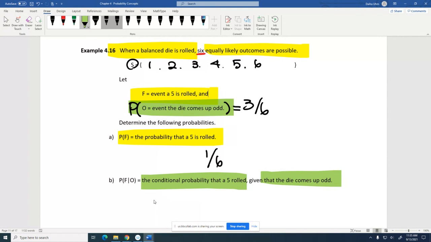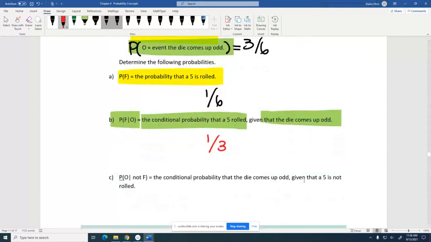How did you get 3? Because I already told you I got odd numbers. Now, how many possible outcomes? There are only 3 possible outcomes: odd numbers 1, 3, or 5. I got 5, which is one of them. So 1 out of 3. The conditional probability of F given O will be 1 out of 3. Does it make sense? It's good, right?